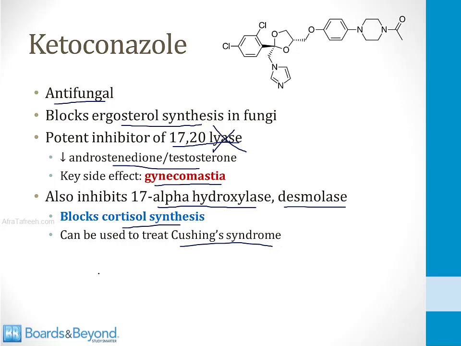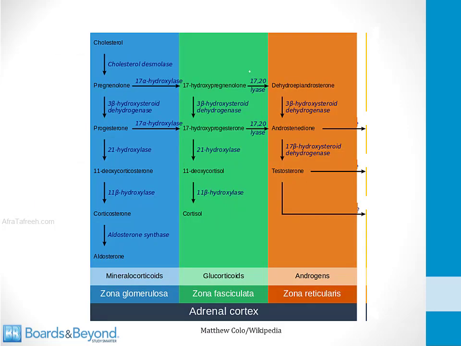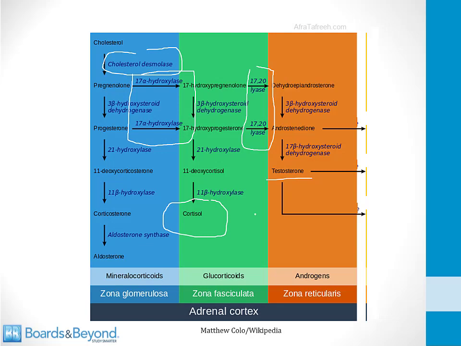and that's why ketoconazole can sometimes be used as therapy. If we go back to this slide, ketoconazole can inhibit the enzyme 17,20 lyase. That will result in less production of testosterone, and that's why gynecomastia can be a side effect in men. In addition, at higher dosages, it can inhibit the enzyme 17-alpha hydroxylase and also the enzyme desmolase. This will result in less production of cortisol, and that's why ketoconazole can sometimes be used to treat Cushing syndrome. And that concludes our video on the adrenal glands.